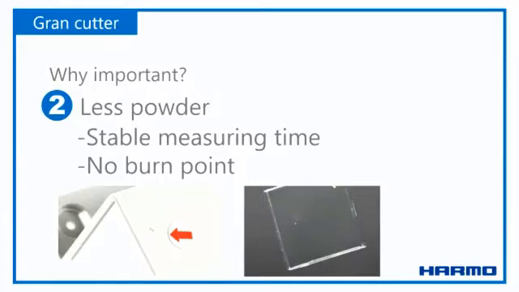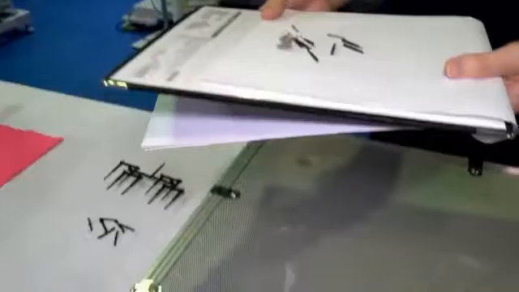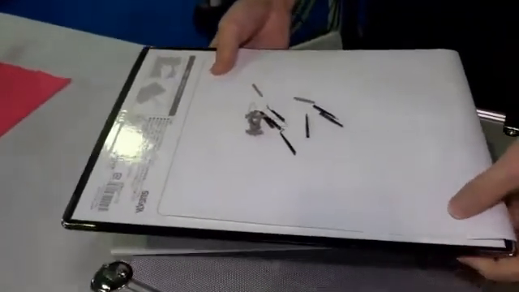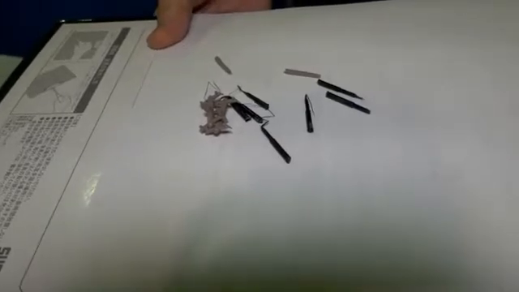Second, if the recycled material is less powder, measuring time is stable and burn or white point do not occur. Less powder is important to avoid poor or bad appearance. Third, there should be almost zero miscuts. Don't you have miscuts like this with your current crusher? We don't really have these miscuts with our Gran Cutter.